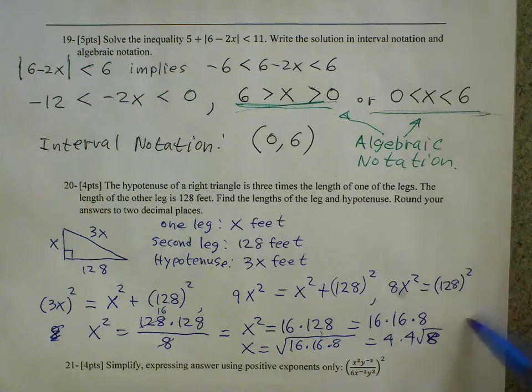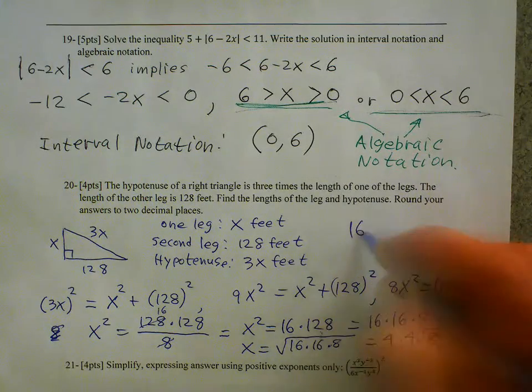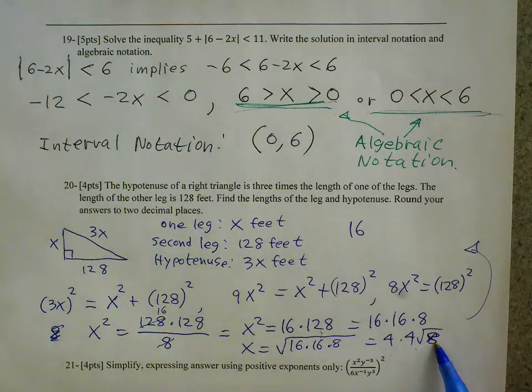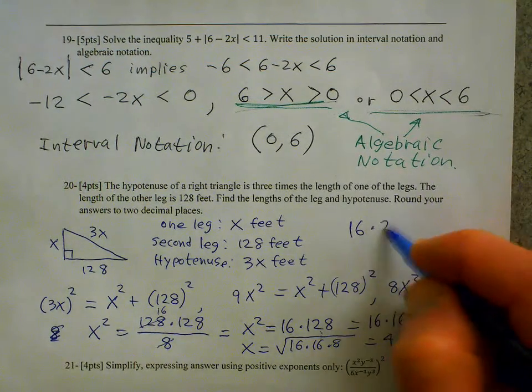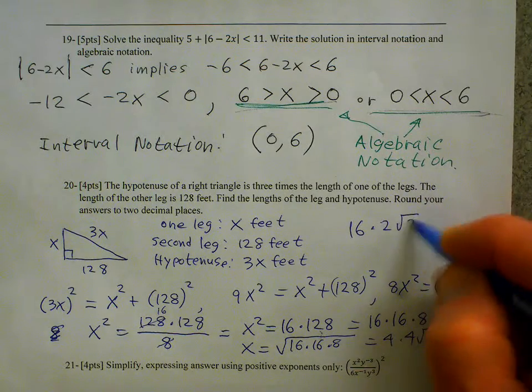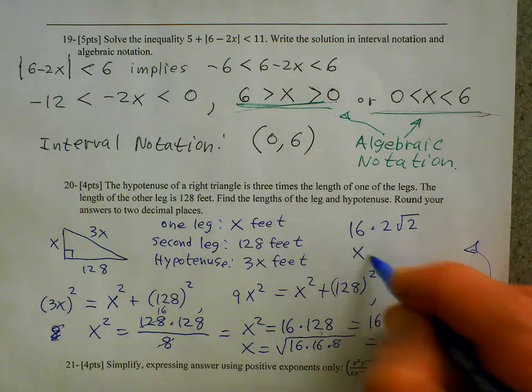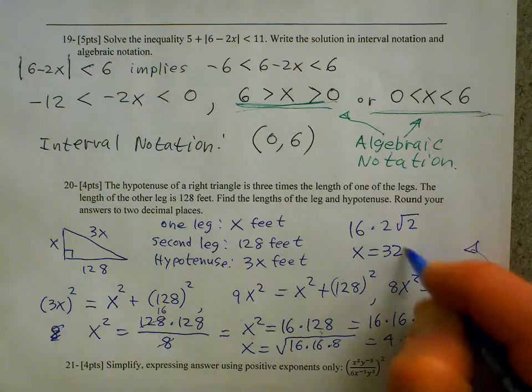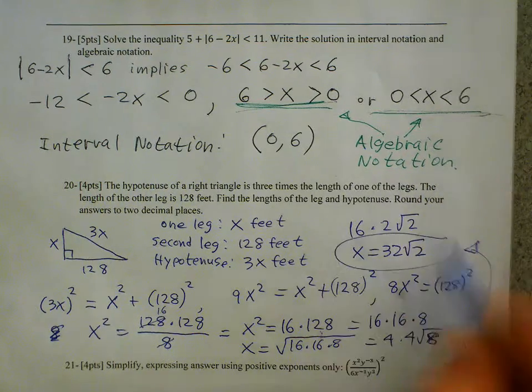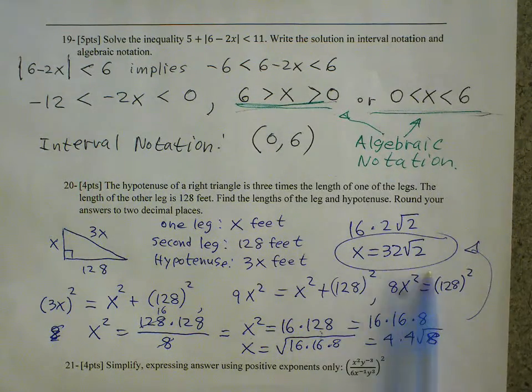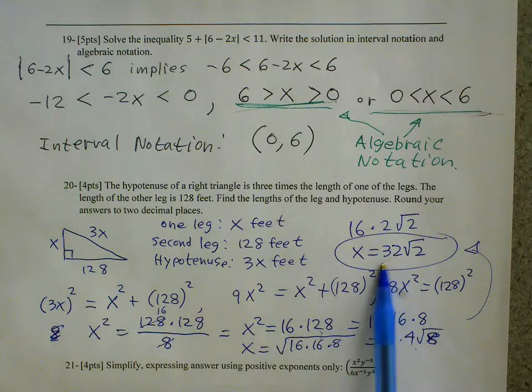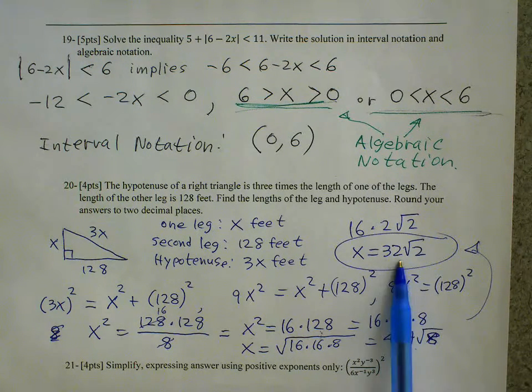So up here, I'll finish this. 4 times 4 is 16. The square root of 8 is 2 times the square root of 2. And so x equals 32 times the square root of 2. That's the exact answer, but of course you have to use a calculator to get a decimal, and then round it to 2 decimal places.